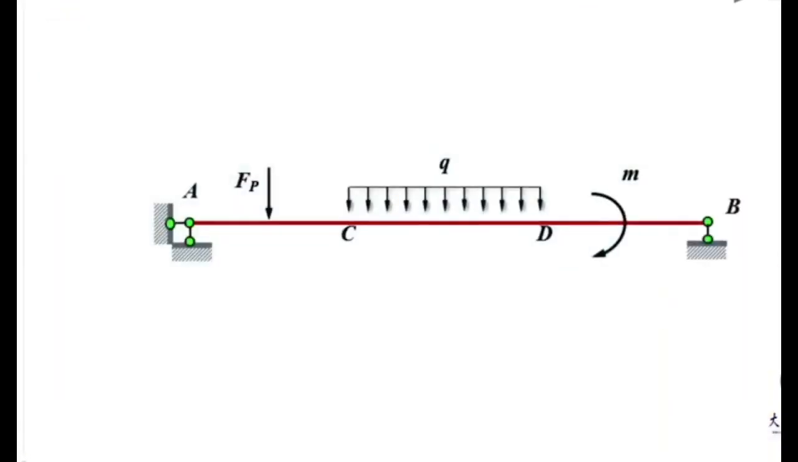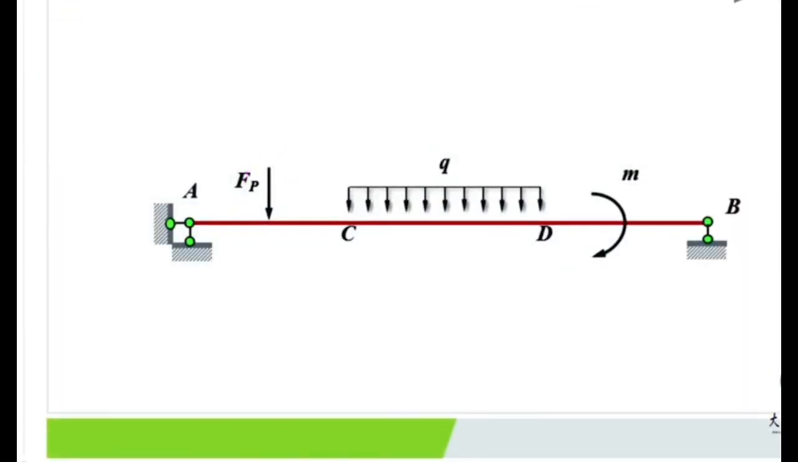Example 2. This beam is subjected to FP, q, and M. When constructing its bending moment diagram, we usually divide the beam into several parts to use the superposition method segment by segment.